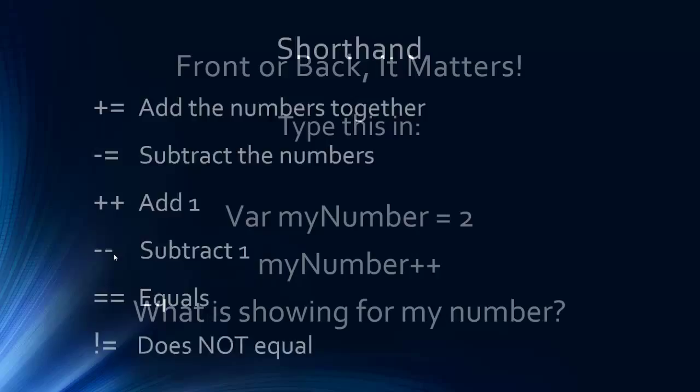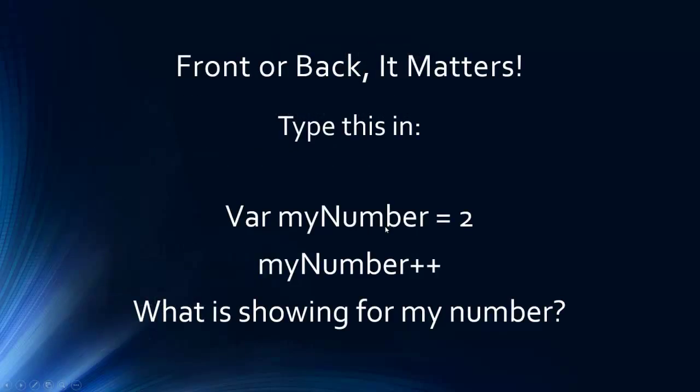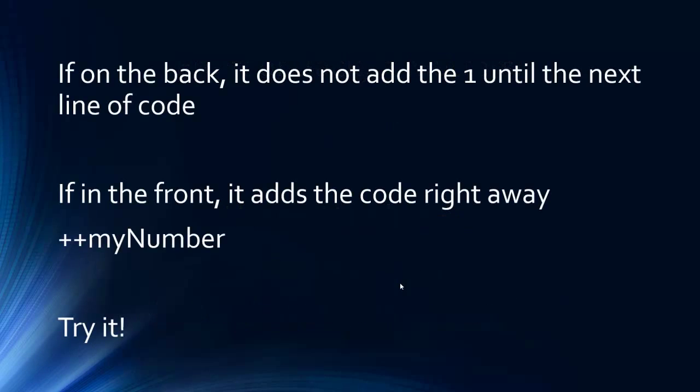All right, so what does that look like? Looks like this. So var my number equals 2, my number plus plus. So if you do this in the REPL environment, which is just the terminal, it'll say my number equals 2. It won't add the number. But if I did plus plus my number, then it would show up right away. So just make sure you're aware of that.